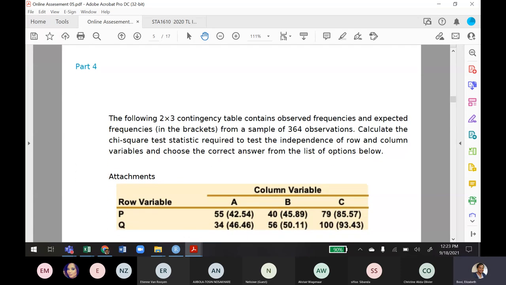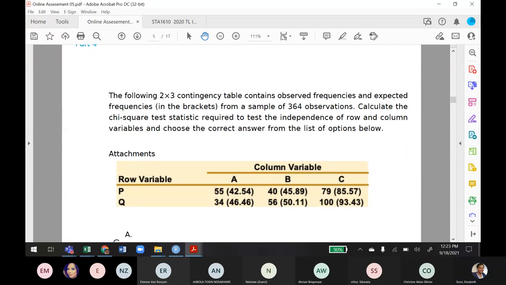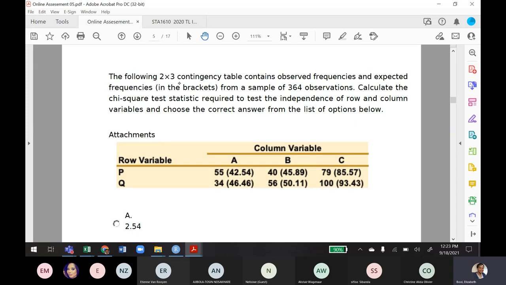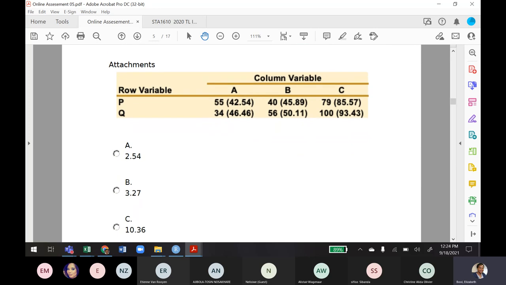Given a 2 by 3 contingency table containing observed and expected frequencies in brackets from a sample of 369, calculate the test statistic required to test the independence of the rows and columns. So what they want you to do is calculate the chi-squared statistic, which is the sum of your observed minus your expected, squared, divided by your expected.